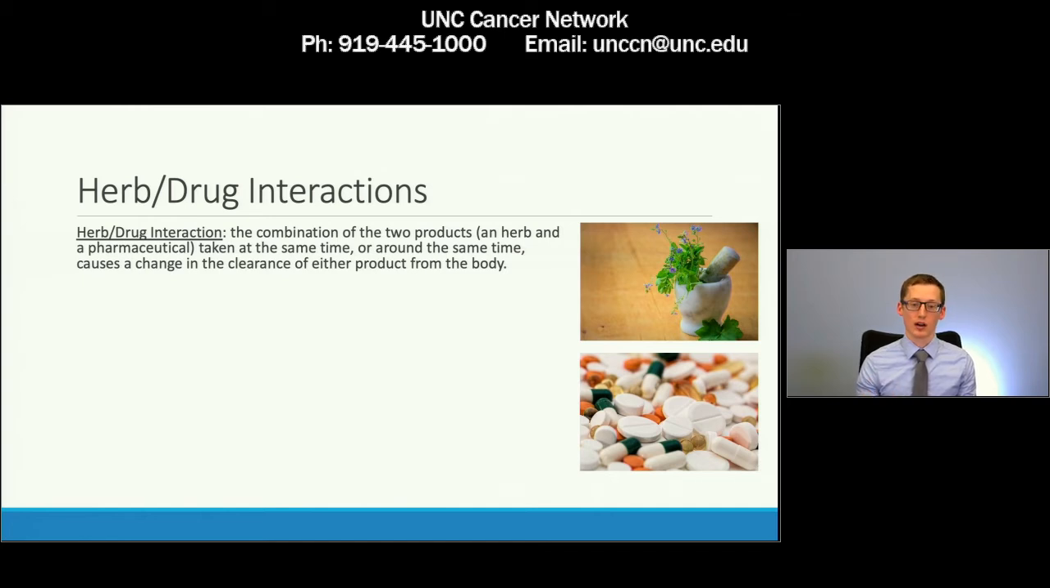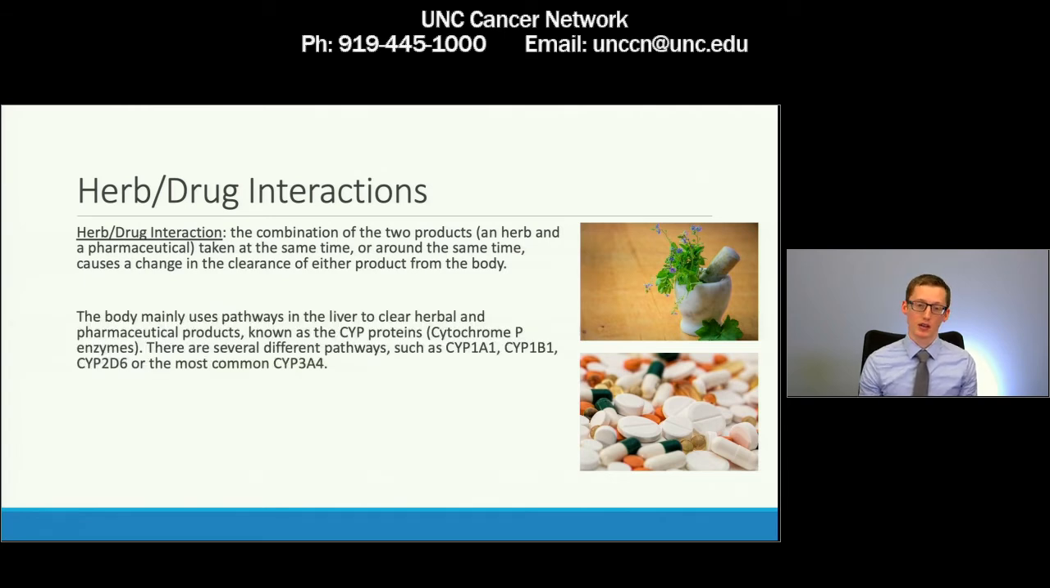So what is an herb-drug interaction? It is the combination of two products, an herb and a pharmaceutical, that when taken at the same time or around the same time, it can cause a change in the clearance of either product from the body. So the body mainly uses pathways in the liver. There's other tissues like the kidneys and things to help clear herbal and pharmaceutical products. And the pathways are known as the CYP proteins. There are several different pathways such as CYP1A1, 1B1, 2D6, or the most common CYP3A4. If you've ever heard someone say you need to be careful with taking grapefruit juice around medications, that is because grapefruit juice can affect CYP3A4.